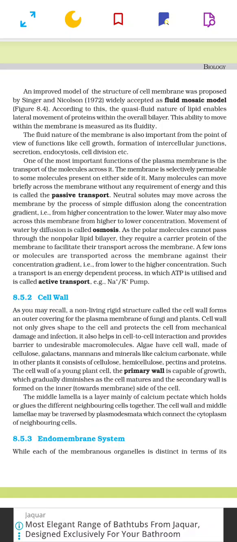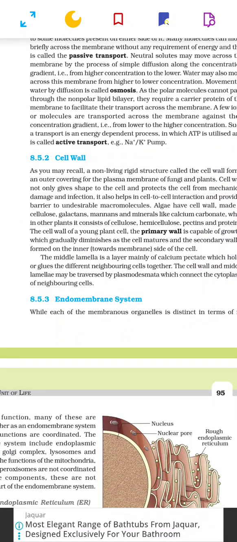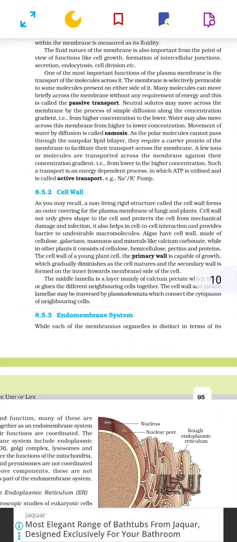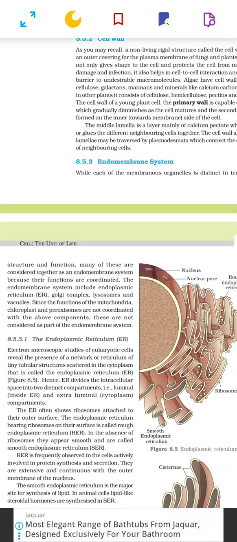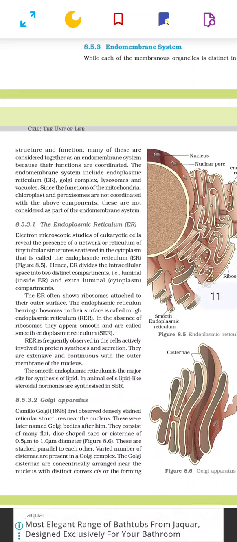Endomembrane system. While each of the membranous organelles is distinct in terms of its structure and function, many of these are considered together as an endomembrane system because their functions are coordinated. The endomembrane system includes the endoplasmic reticulum, Golgi complex, lysosomes and vacuoles. Since the functions of the mitochondria, chloroplasts and peroxisomes are not coordinated with the above components, these are not considered part of the endomembrane system.